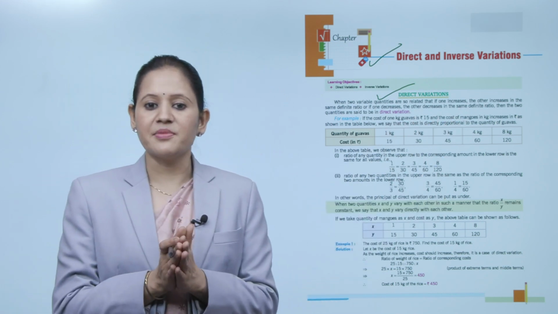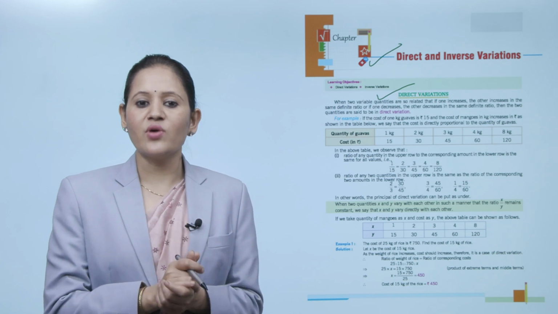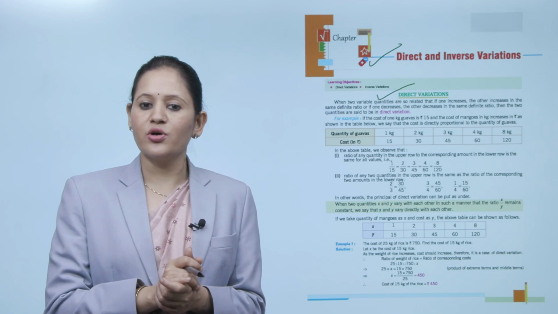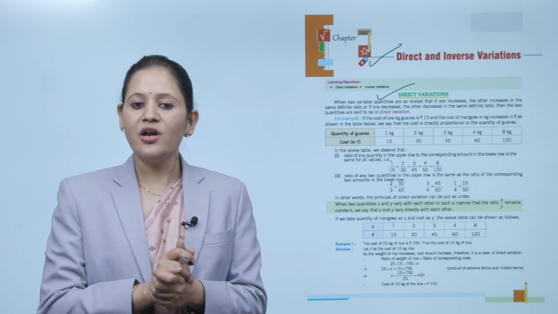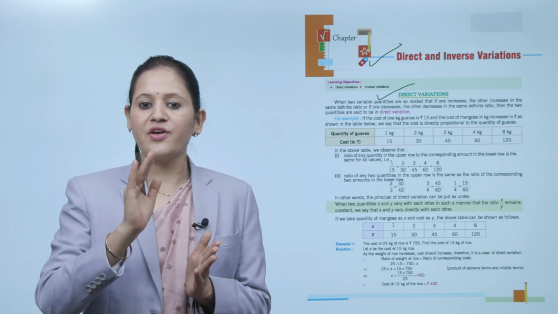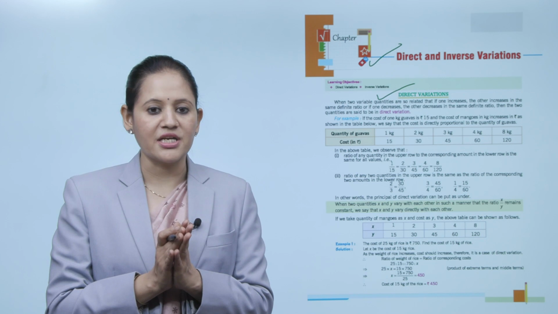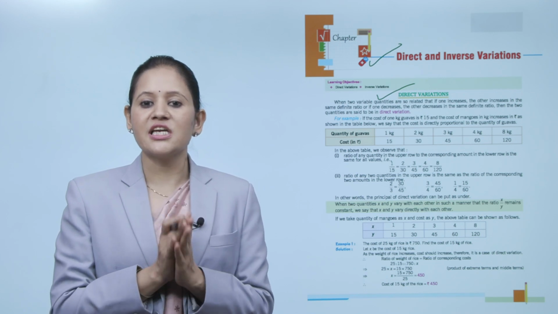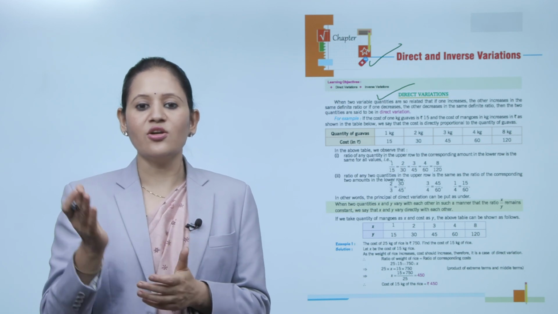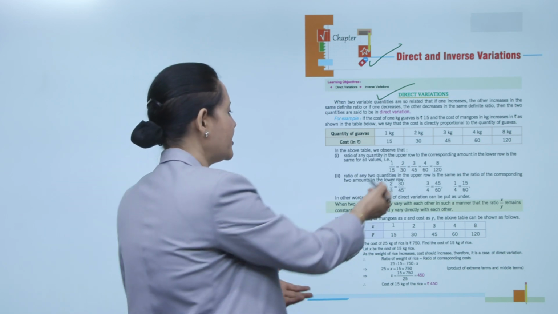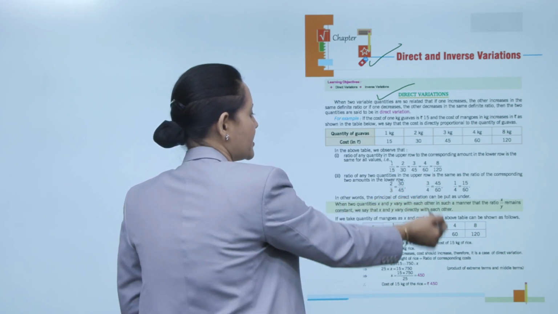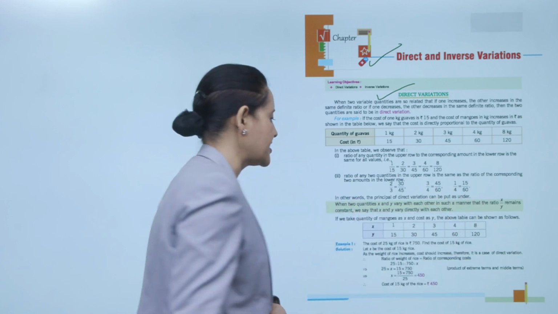So in the above table we observe that the ratio of any quantity in the upper row to the corresponding amount in the lower row is the same for all the values. So 1/15, 2/30, 3/45, 4/60, 8/120. Ratio of any two quantities in the upper row is the same as the ratio of the corresponding two quantities in the lower row. Like 2/3, 30/45, 3/4, 45/60, 1/4, 15/60.